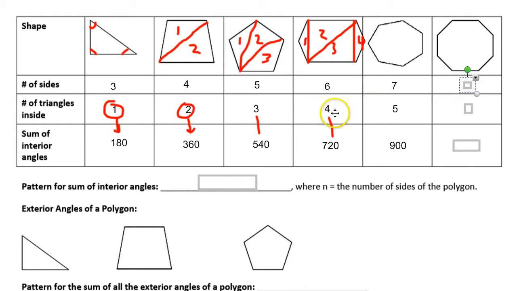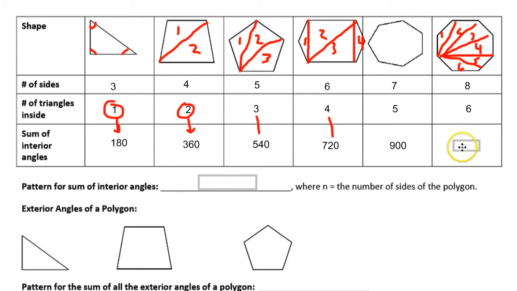And then finally, we have an 8-sided shape, an octagon. There's going to be 6 triangles inside. Let's just make sure we can find them all. We've got 1, 2, 3, 4, 5, and then 6.